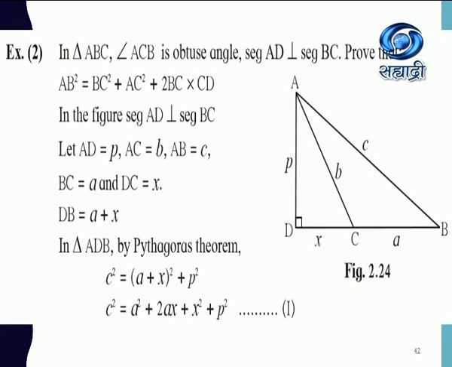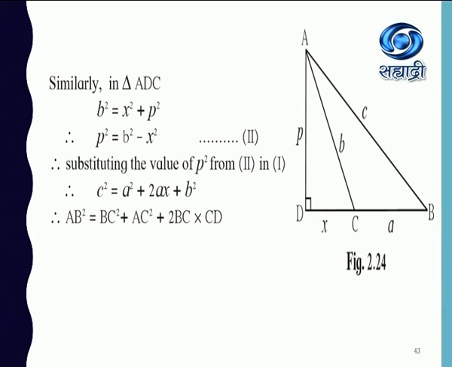Again using the identity, c square is equal to a square plus 2ax plus x square plus p square. Similarly in triangle ADC, we know that D is 90, and AC is the hypotenuse. So b square will be equal to x square plus p square. So p square is b square minus x square. Substituting the value of p square in equation 1, we get the final answer as c square is equal to a square plus 2ax plus b square, where c is AB, a is BC, b is AC, and finally x is CD.